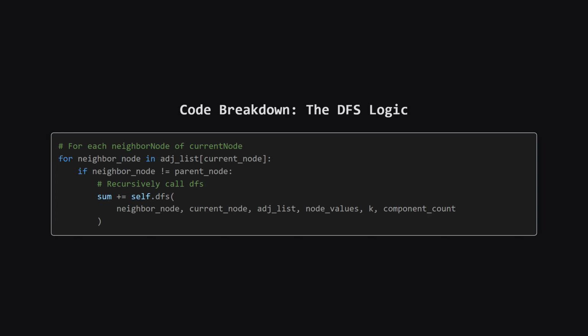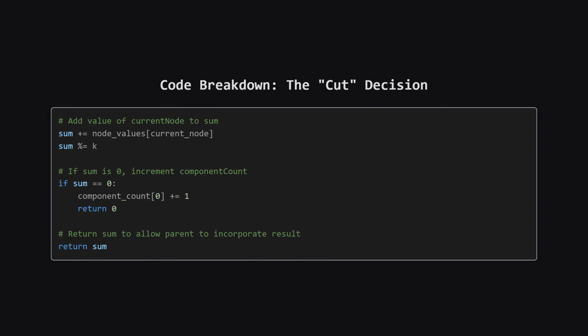We call the function recursively to get the sum from each child subtree. This is the heart of the algorithm. We add the current node's value to whatever sums we got from our children. We verify if this total is divisible by K by checking the remainder. If the remainder is 0, we've found a valid component. We increment our count and return 0, effectively cutting the connection to the parent. If it's not 0, we return the remainder so the parent can deal with it.